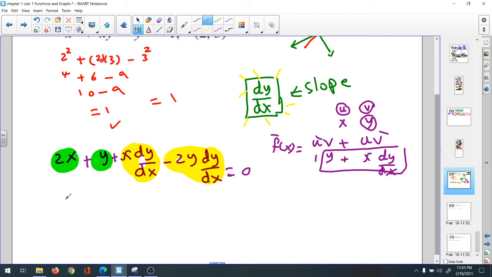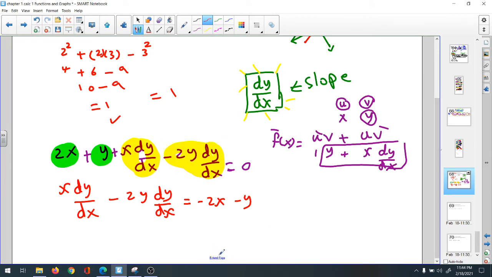So we keep x dy over dx minus 2y dy with respect to x. I prefer to say dy with respect to dx. dy with respect to x equals, when we move 2x to the other side, negative 2x. We subtract 2x. When we move y, we subtract y. It will be negative y.